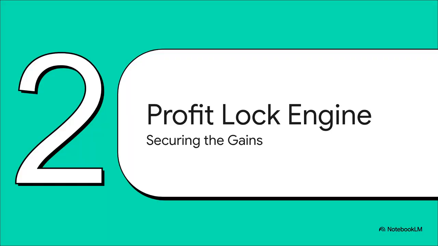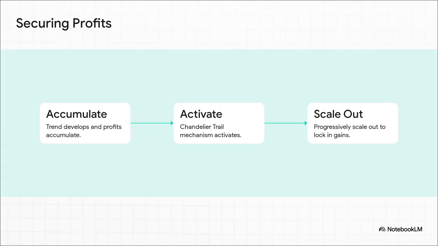Moving on to our next section, the Profit Lock Engine, securing the gains. We've talked about playing defense. Now let's look at the offense. Think of the Profit Lock Engine working right alongside its chandelier trail mechanism as a financial ratchet. And you know how a ratchet works, right? It only moves one way, up. So as a trend develops and your profits accumulate, the system doesn't just sit there holding and hoping. It actively, progressively scales out to lock in realized gains along the way. That means a deeply profitable trade never gets the chance to reverse back into a loss.